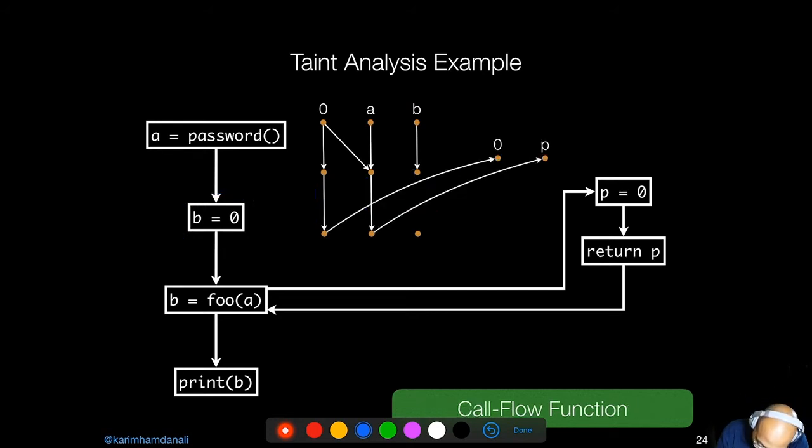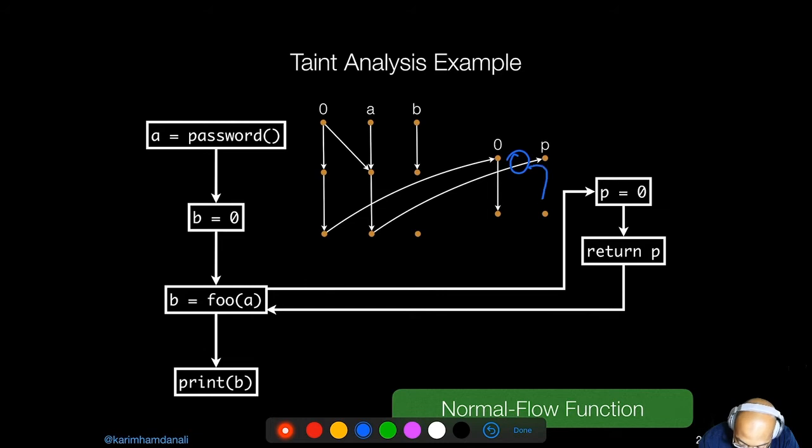However, when I have my next method call, B equals foo of A, foo of A means the following. Well, 0 is always going to propagate to 0. A is going to propagate to P because P is the argument of that method. So I have that edge here. And here I'm going to do the same thing. I'm not going to propagate that edge further because the first statement here is P equals 0.